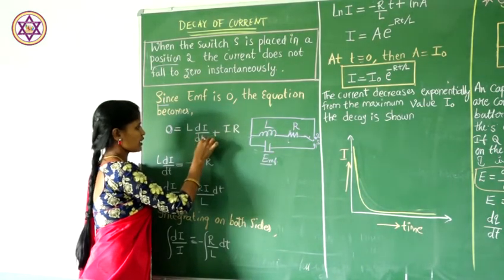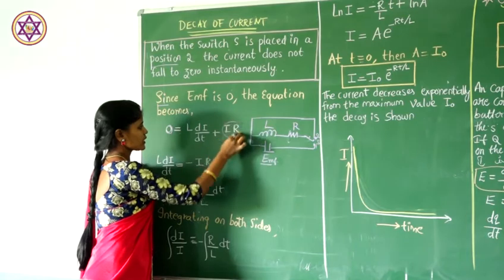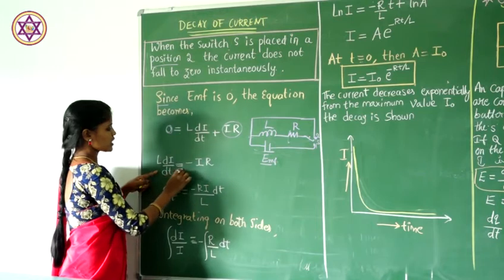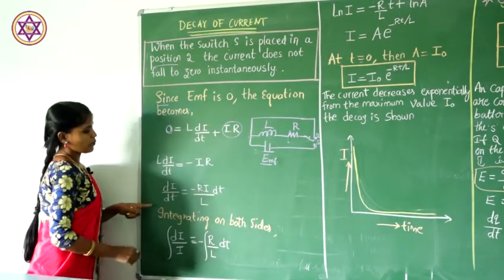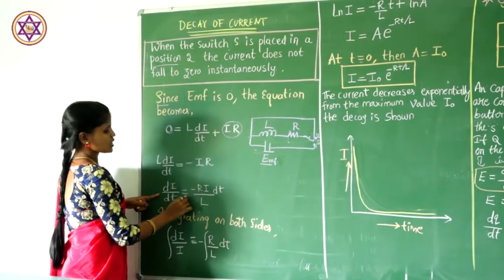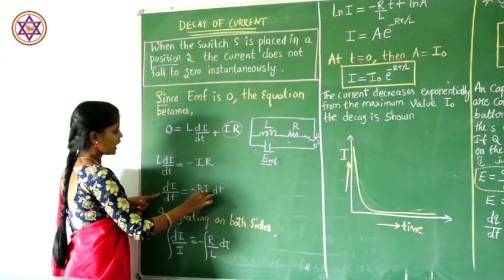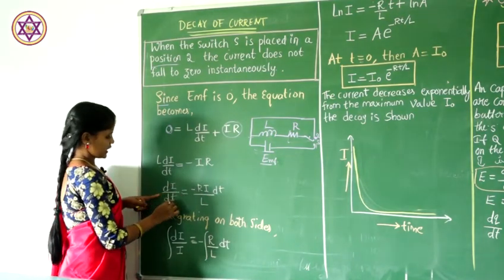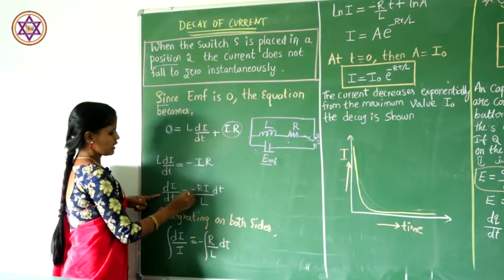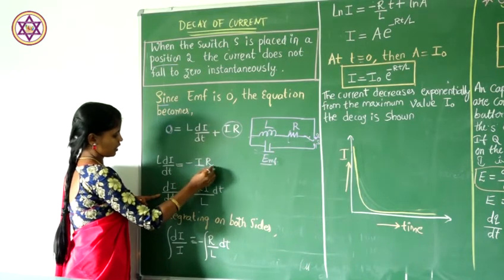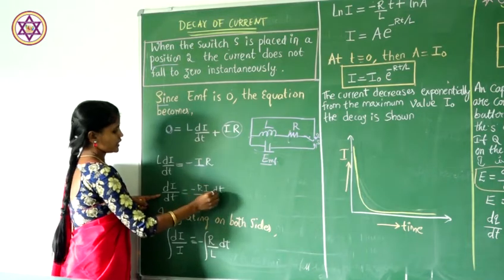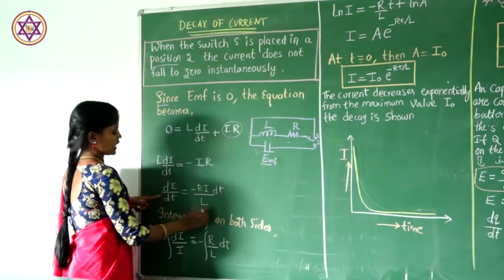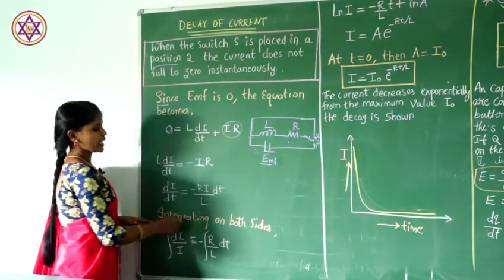So, L into di by dt is the rate of change of current with respect to time, and IR is the voltage. Rearranging the terms, L into di by dt is equal to minus IR. So di by I is equal to minus R by L into dt.